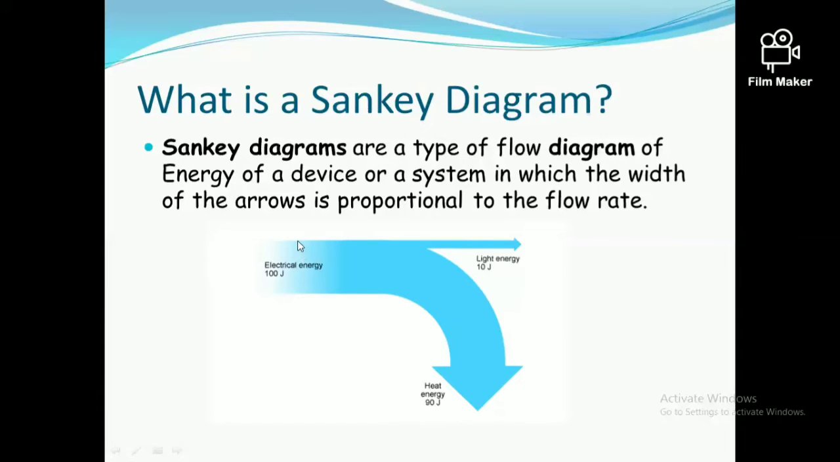For example, if you take 10 centimeters here as the width, you can mark 1 centimeter width here and 9 centimeters width here. That kind of proportionality should be shown when drawing a Sankey diagram. The simple idea of the Sankey diagram is that it's an energy flow. It's a diagram which shows the energy flow in the form of different energy outputs in a device or a system.